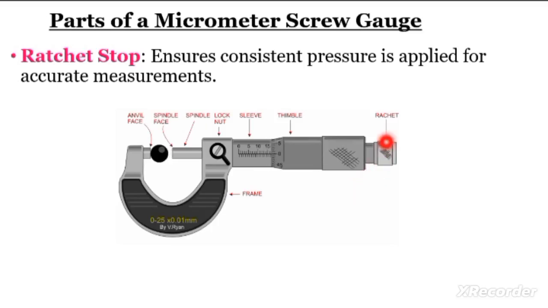So where can we find the ratchet? Here is the ratchet. The function of the ratchet is to ensure that consistent pressure is applied to achieve accurate measurements or accurate readings.